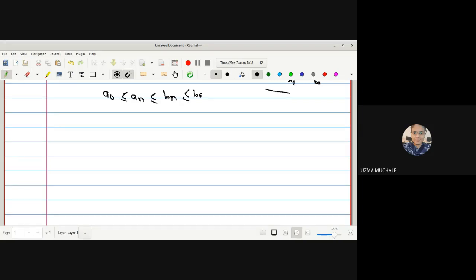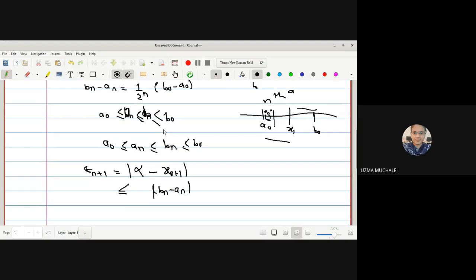Okay, so an and bn will be inside our original interval. This is the largest interval, and after performing the nth step we will get the interval an and bn. So what is the value of the error? We have found the error at the n plus 1th step is nothing but the exact value minus xn plus 1, which is less than or equal to bn minus an. Why is this so? We don't actually know the exact value, and this is xn plus 1.